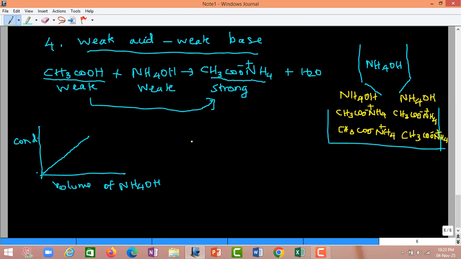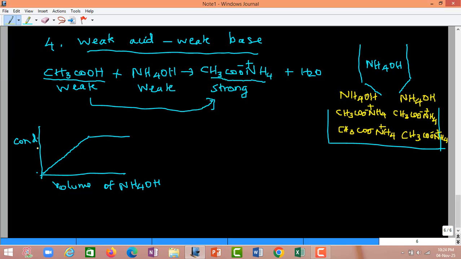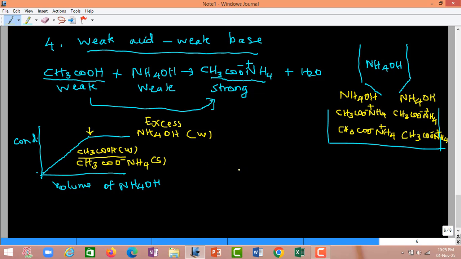There is no significant increase in the number of ions, and so the conductance will almost remain constant. The initial increase is due to conversion of weak acetic acid to strong ammonium acetate. The constancy up to the end point is due to the excess weak base, and so there is no significant increase in the number of ions. The point where the slope changes corresponds to the end point.